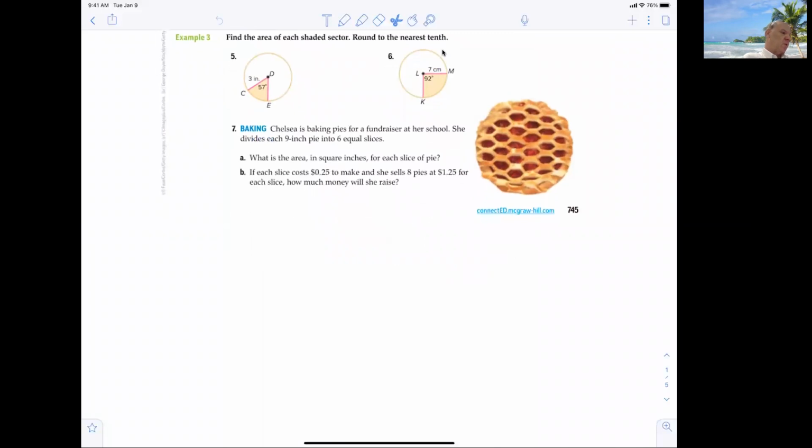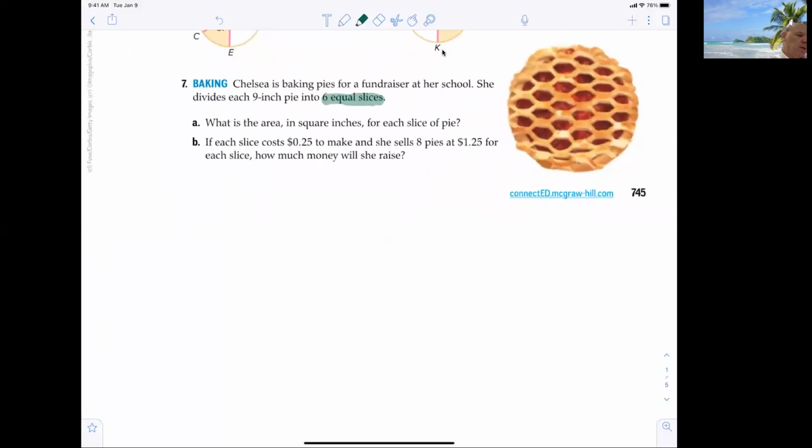If each slice costs $0.25 to make and she sells 8 for $1.25, how much money will she raise? Well, if there's 8 pies, right? So you're cutting it into 6 equal slices, right? So that means there'll be a total of how many pieces?